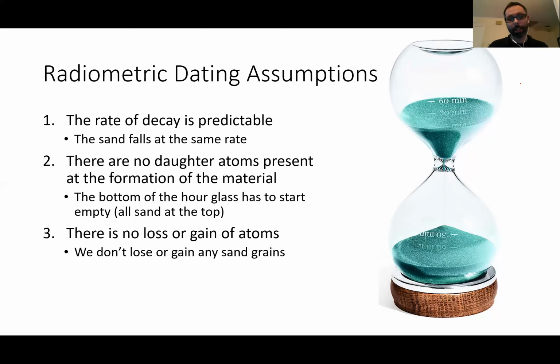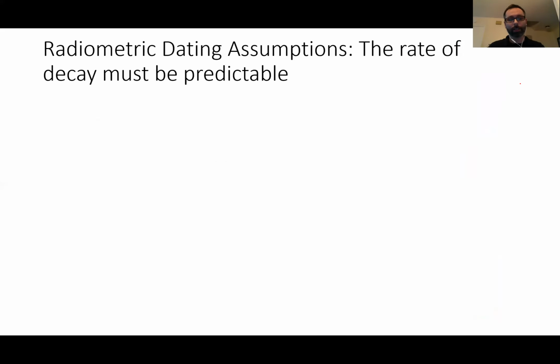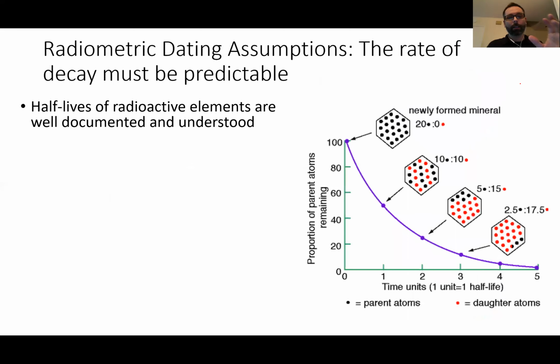So I'm going to go through these very quickly about how it actually applies to the rocks. The first one is that the rate of decay must be predictable. The good thing is that half-lives are well understood and well measured, and we can actually measure this with our own instruments. This is not a guess.